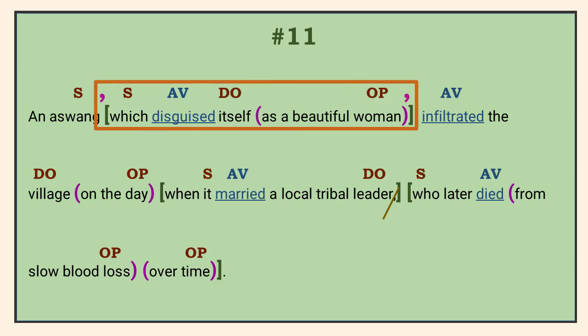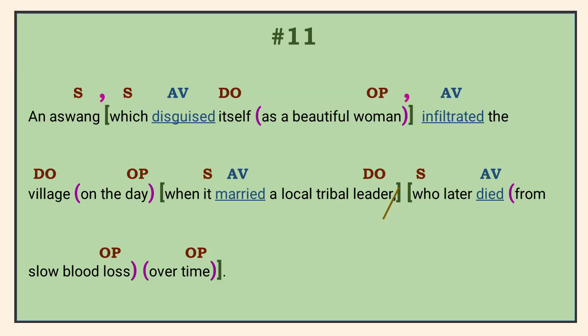"Which disguised itself as a beautiful woman" provides non-essential information about the Anansi. We know that if the writer intended for this clause to be restrictive, they would have used that as the relative pronoun instead of which. Therefore, we enclose the clause in commas.